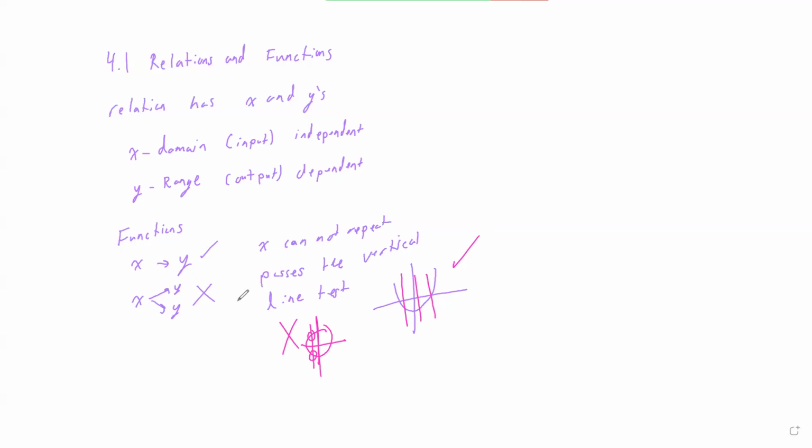So X cannot repeat, passes the vertical line test. You put in an X, you only get one Y value out. Now, your Y value can repeat all day. I can put in one, get two, put in two, get two, put in three, and get two, and that's perfectly fine as long as I'm plugging in a value of X and only getting one Y value out. It's when I plug a value of X and I get multiple Y's out, that's where it fails. Alrighty, and that is pretty much it when it comes to your notes.